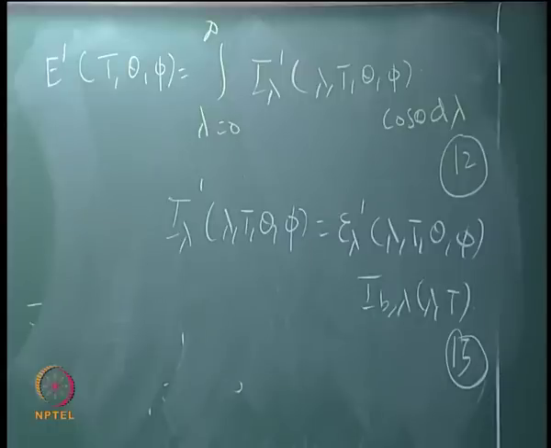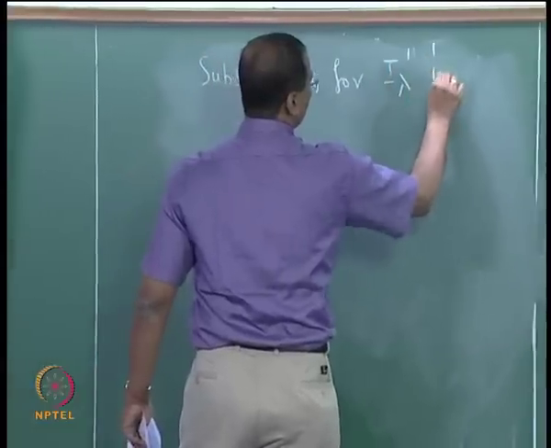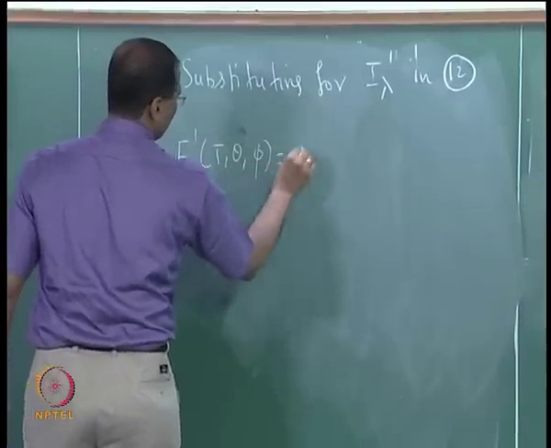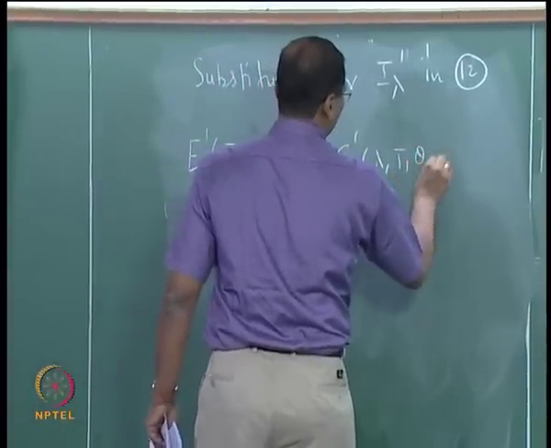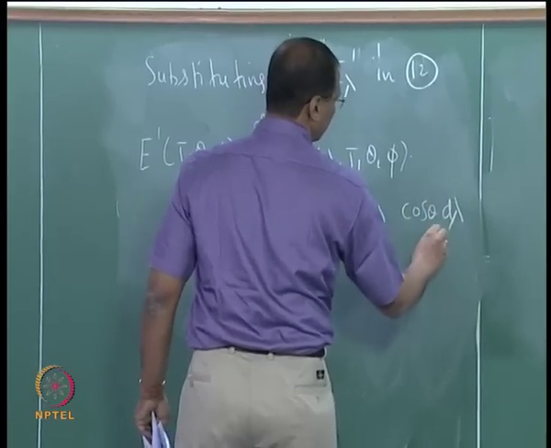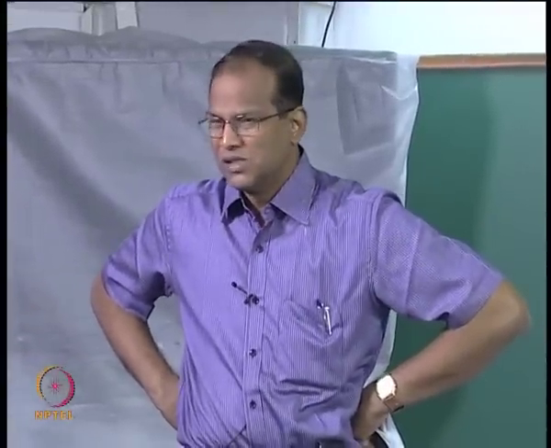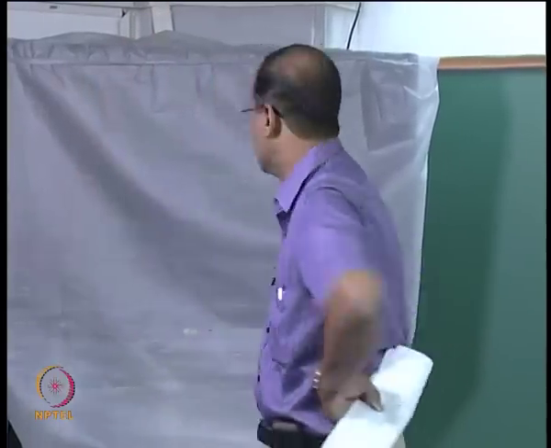Now, substituting for I lambda dash in 12, is equal to integral lambda equal to 0 to infinity, epsilon lambda dash I b lambda, do not forget the cos theta. So now I can substitute for capital E dash in my original definition for epsilon dash, that is not equation 9 but equation 10, yes. So substituting for E dash in equation 10.